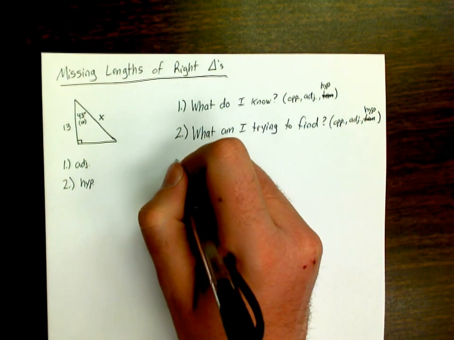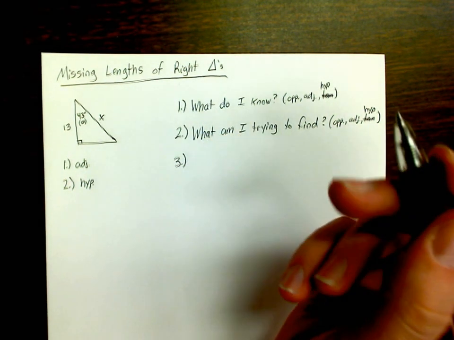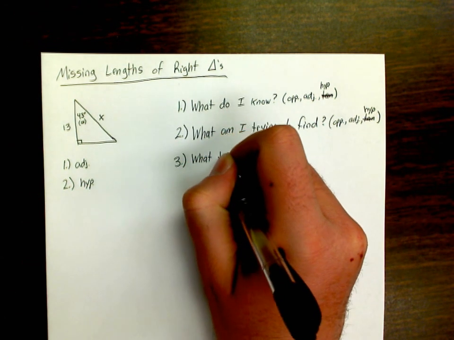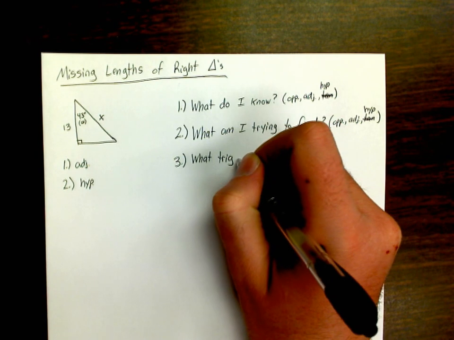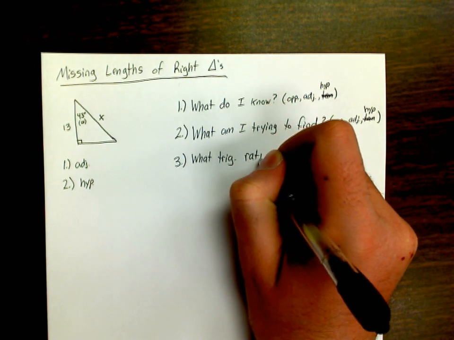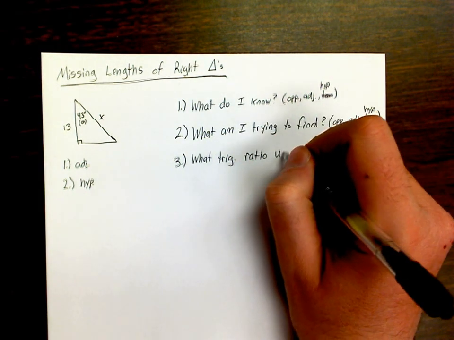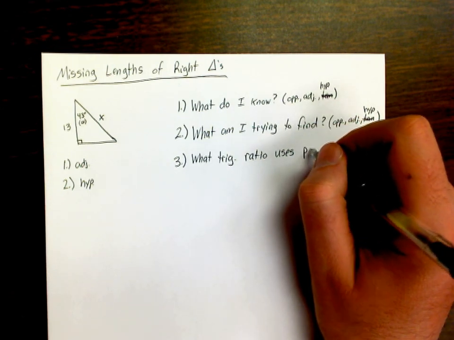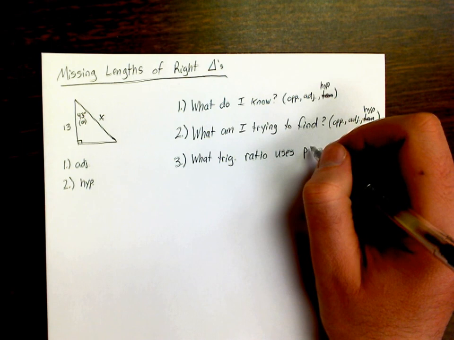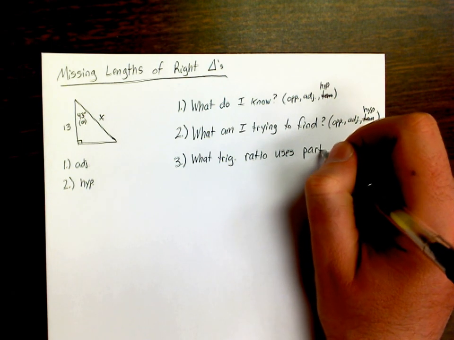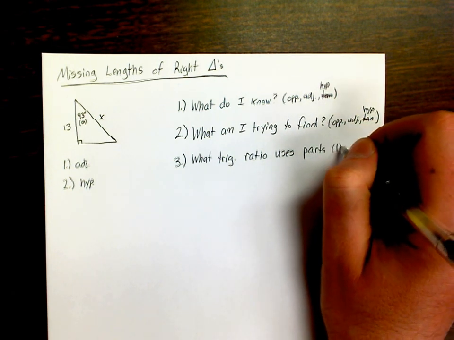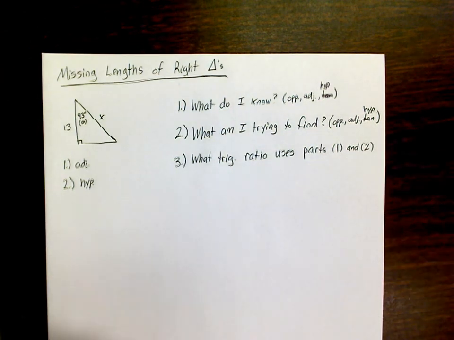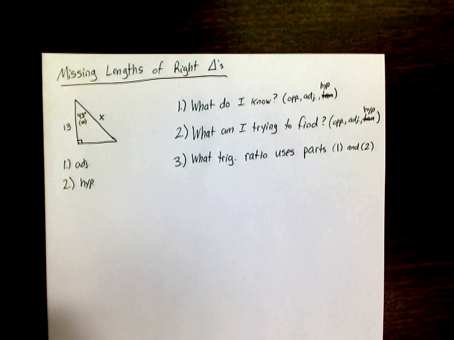Alright, and then the third question for the setup here says, what trig ratio uses parts 1 and 2? So meaning, what trig ratio uses the adjacent side and the hypotenuse?